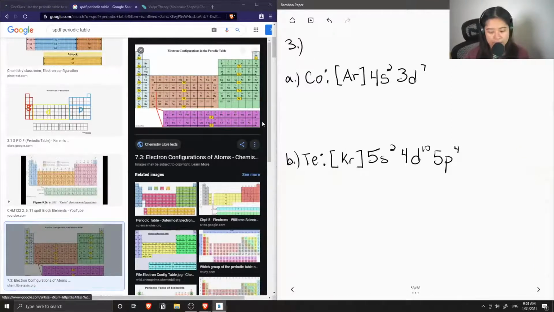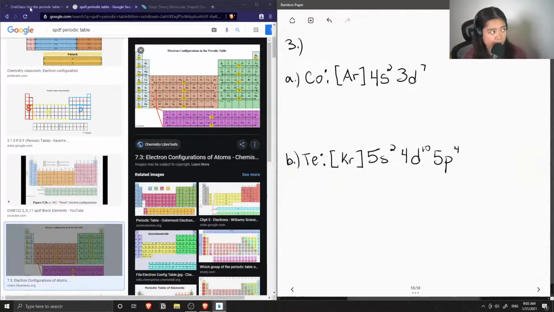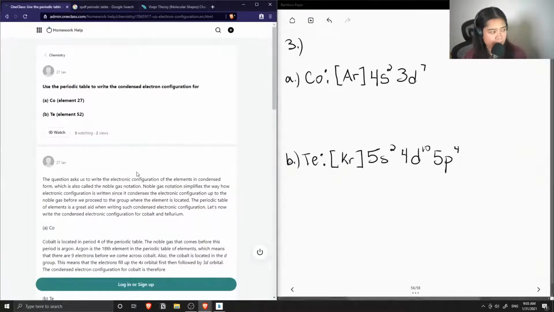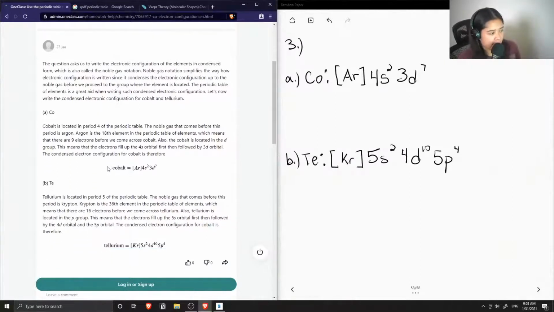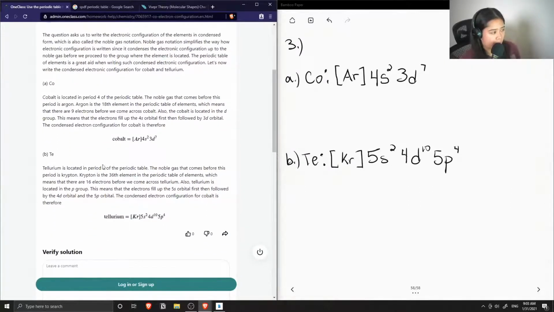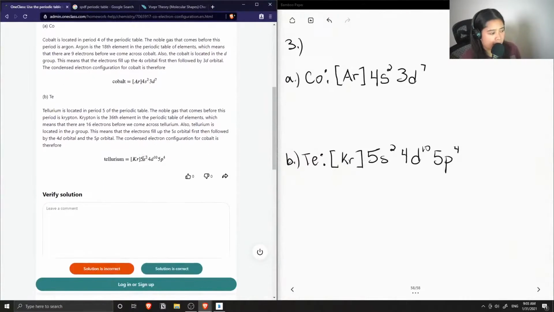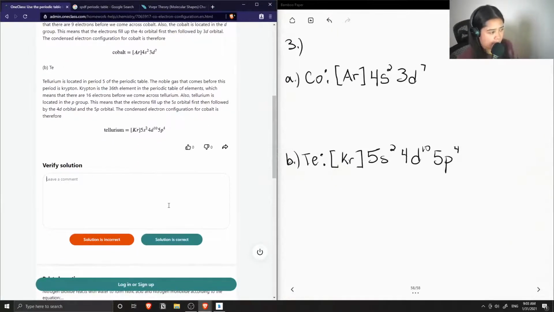Okay, so we have our two shortened electron configurations for these elements. And the junior tutor sums up how one would write a condensed electron configuration. And for cobalt, they got the same answer, argon 4s2 3d7, and tellurium was krypton 5s2 4d10 5p4. Okay, so this solution is correct.